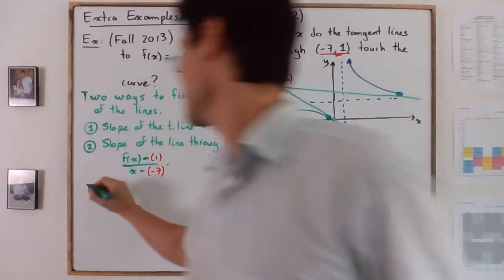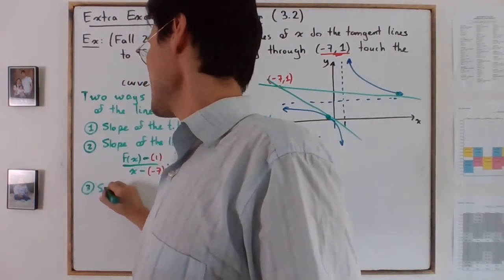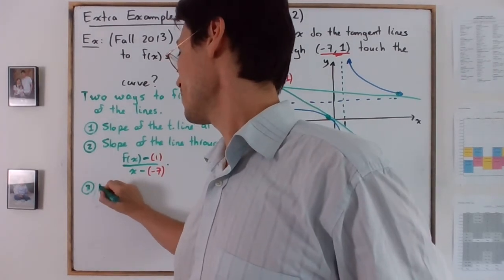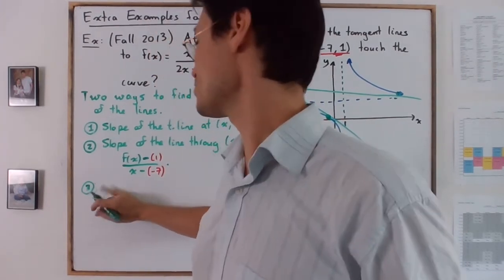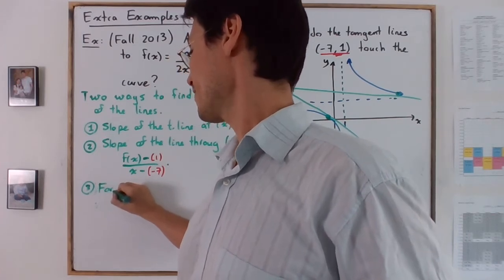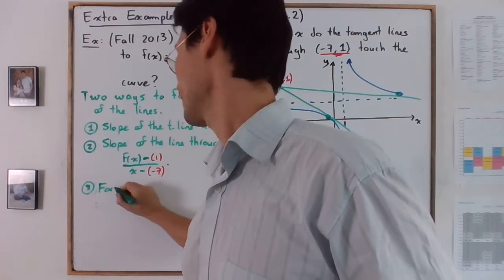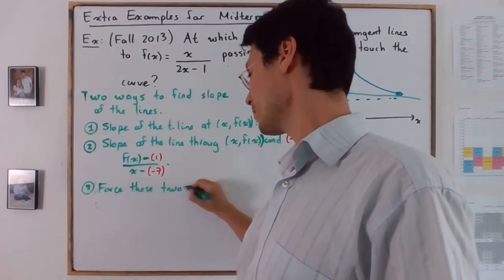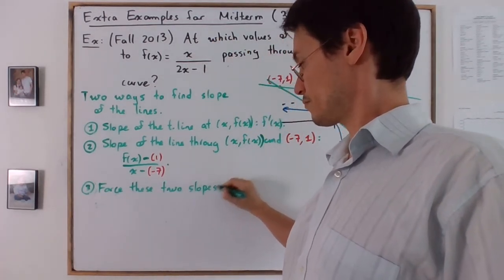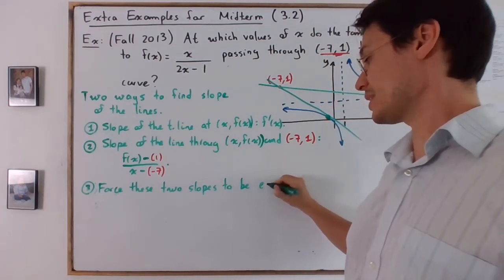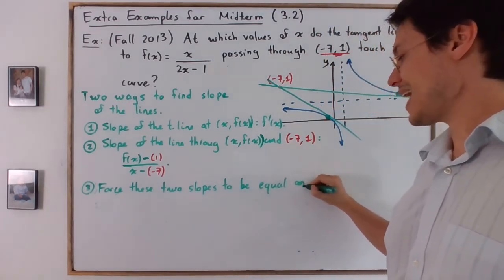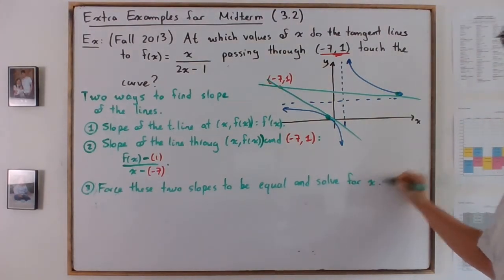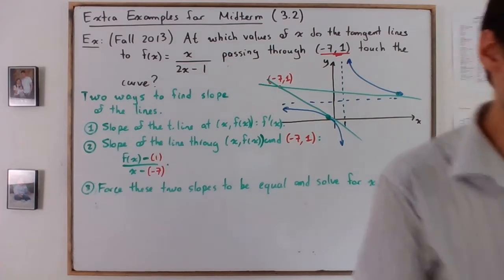And obviously then what we're going to do is set them equal to each other and solve for x. So these two slopes are equal. Force these two slopes to be equal, and solve for x. Okay, so now we have a plan.